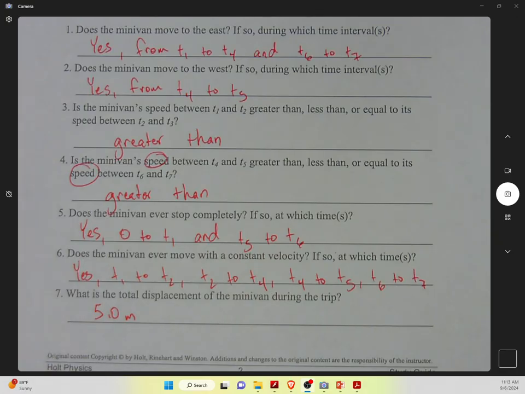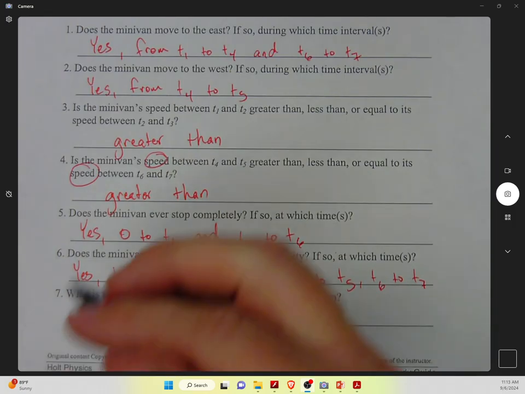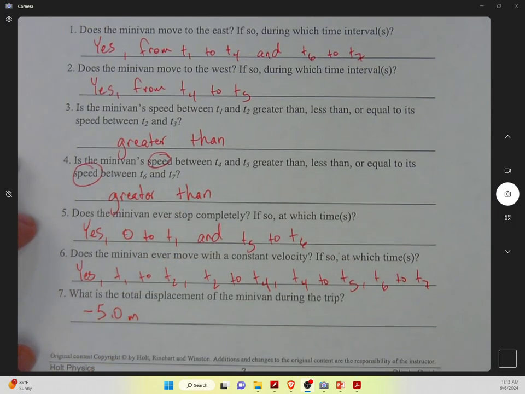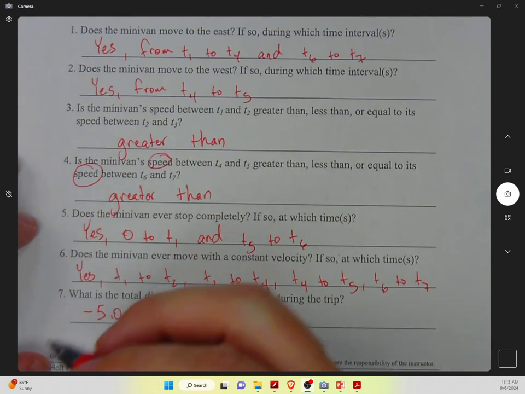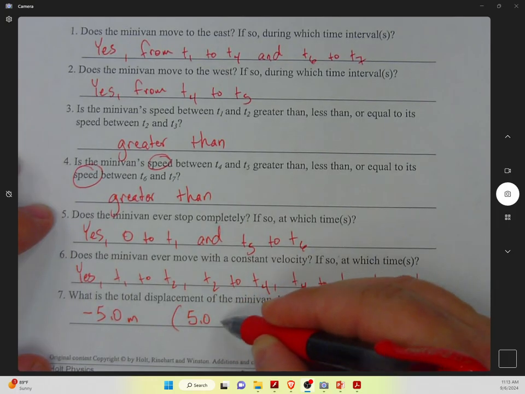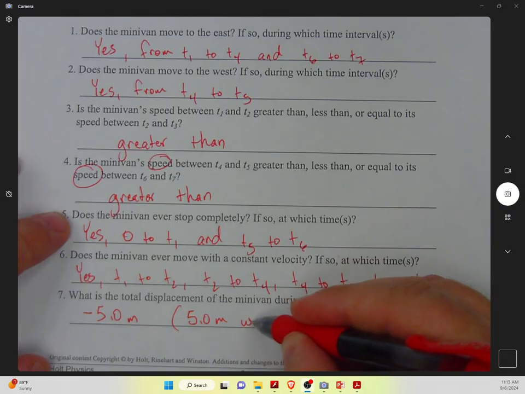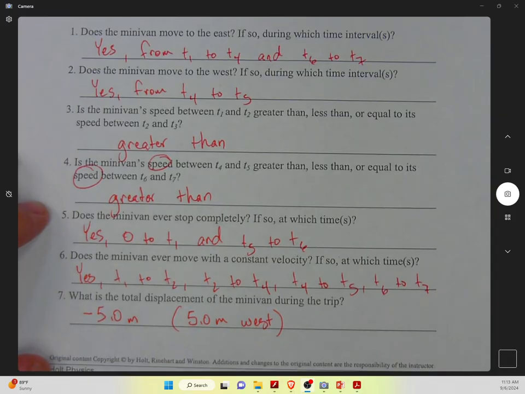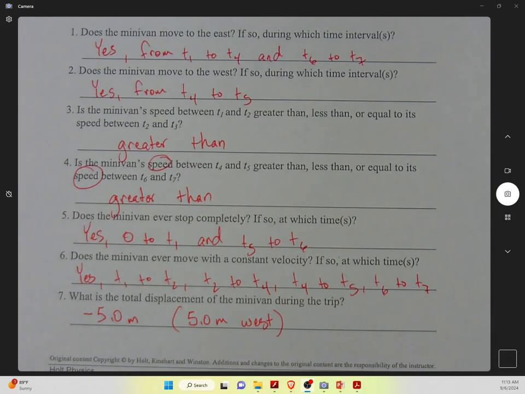So quantitatively, like numerically, how would I represent this moving west? Negative sign, right? Because moving down the y-axis is considered negative by sign convention. Or, alternatively, and just as accurately, you can write 5.0 meters west. They're just as good as one another. This one's going to be more useful when you actually go to do calculations. But when you're just talking to people, this is how you would say that.